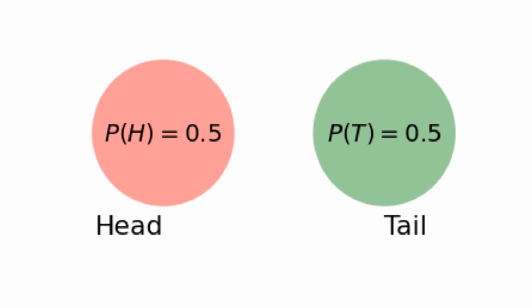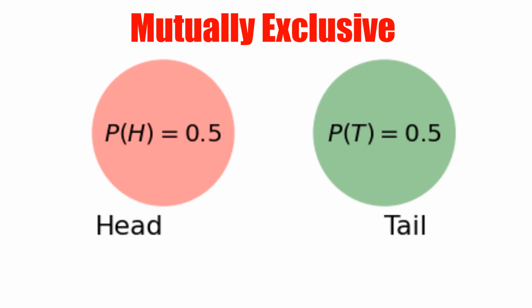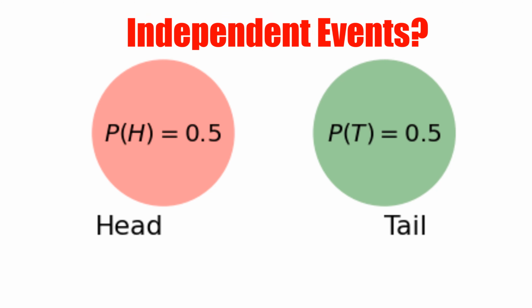If you flip a coin, you get either tail or head, but not both at the same time. We say that the events head and tail are mutually exclusive, or disjoint events. My question is, are these two events independent?